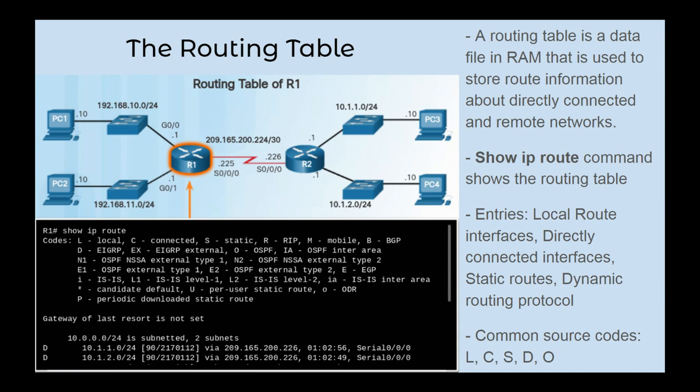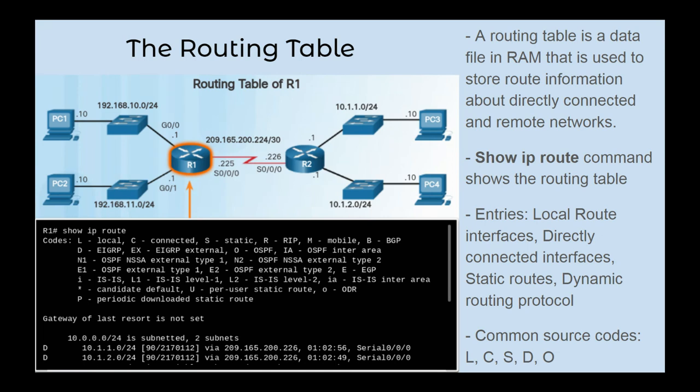Specifically, a routing table is a data file in RAM that is used to store route information about directly connected and remote networks. The routing table contains network or next hop associations, which tell a router that a certain destination can be reached by sending the packet to a certain router that is the next hop.